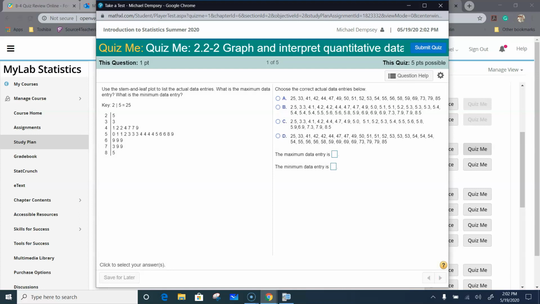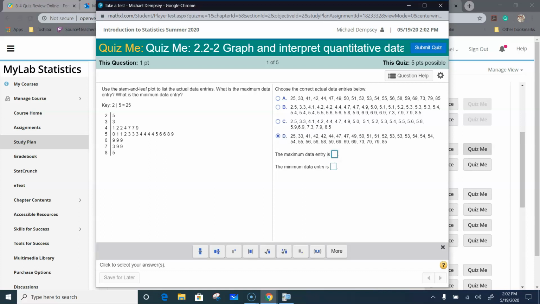Okay, so we have a stem and leaf display. We want to see which one this matches up with. So I can see my lowest number has to be 25. The next one is 33. So A and D look okay so far. So let's see. Do we have 242s in both lists? We do not. I have 242s here, and I can see that that's correct by the stem and leaf plot. So the maximum entry in this stem and leaf is 85. The minimum entry is 25. That's all I want to be able to do with that.